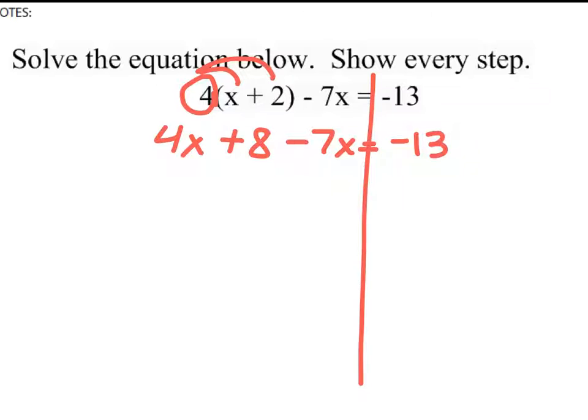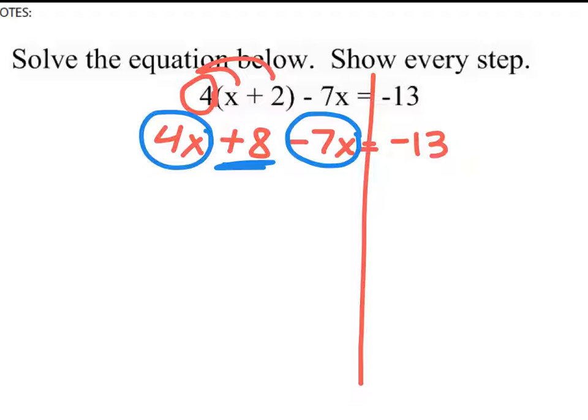We distributed, right? Tyler, what comes next? You add the like terms. What are my like terms? The x's. 4x and negative 7x. I make sure to take the signs in front. Does plus 8 have any like terms, guys? No, because the negative 13 is on the other side of the brick wall. They're not friends.